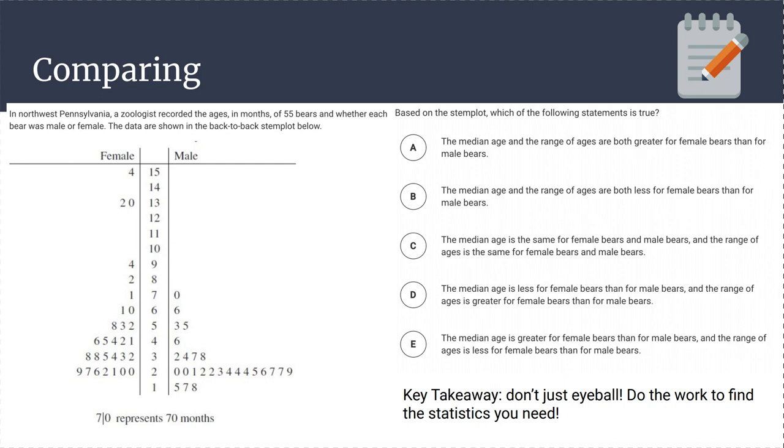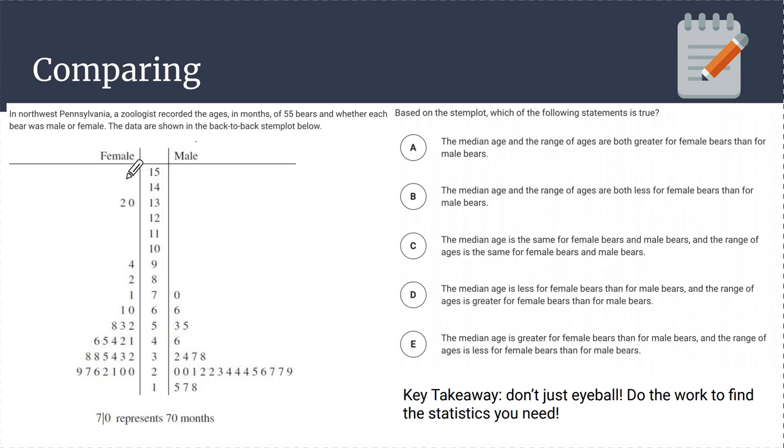Now, I'm starting to see a few trends here just when I skim. I like to just skim the questions first. I see median age and range, median and range. Median and range seem to be the thing here. So let me go ahead and find those things for each of these categories, female and male. So let's find the median here.